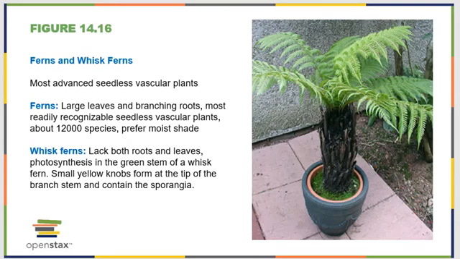Whisk ferns lack both true roots and leaves, and they undergo photosynthesis on their green stems, which is kind of strange. And they have these little tiny yellow knobs on the tips of each of the little branches that contain the reproductive material. So you might be asking, if these two things are so dissimilar, why are we talking about them together? And that's actually kind of a neat point.